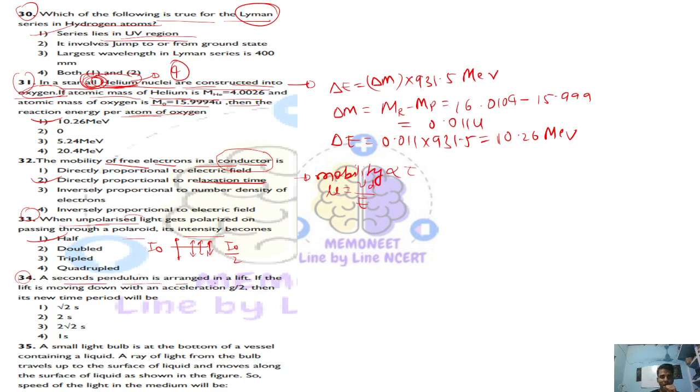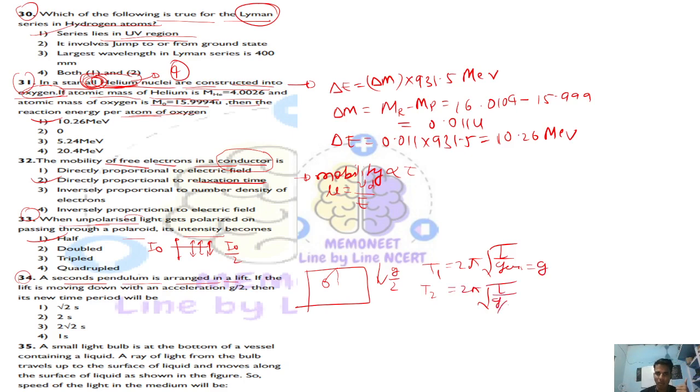Let's see the next one, a second's pendulum. There is a pendulum in a lift. If the lift is moving down with acceleration g by 2, then you need to find the new time period. Simply the same formula, time period is 2 pi under root of L by g effective. In the second case, g effective will be g minus g by 2, simply g by 2. So for T1 and T2, for the T2 case it is moving downward, so the pseudo force acts upward, and it will be L by g by 2 simply.